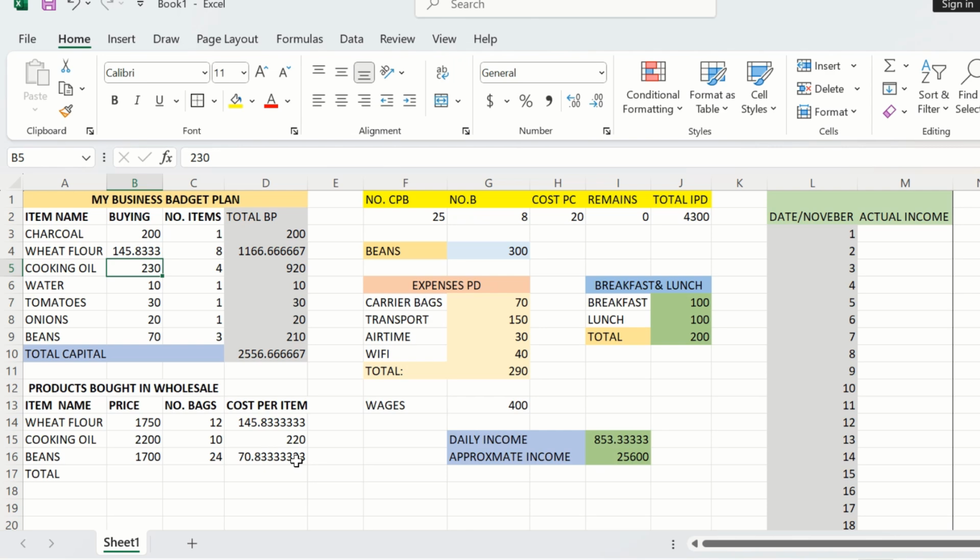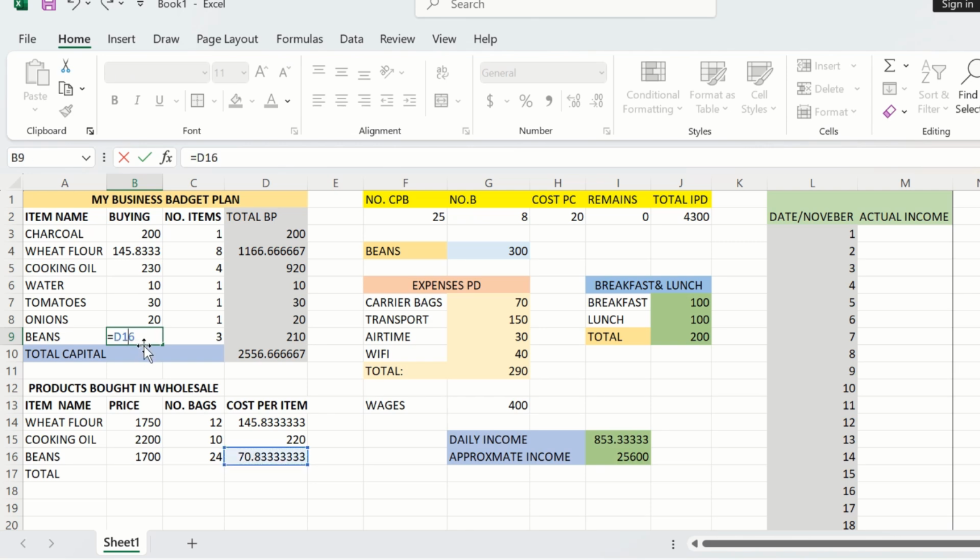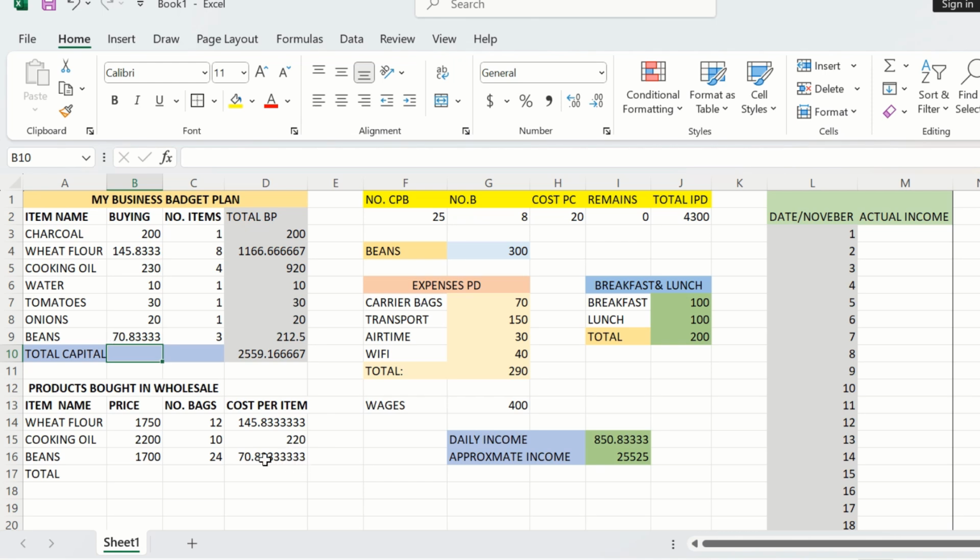Now beans is also given by this one. Don't repeat doing calculation. That is what we are calling automation. So you see that anything that you've calculated here, it is automatically adjusted here, and therefore the buying price as well, it is adjusting to every place.